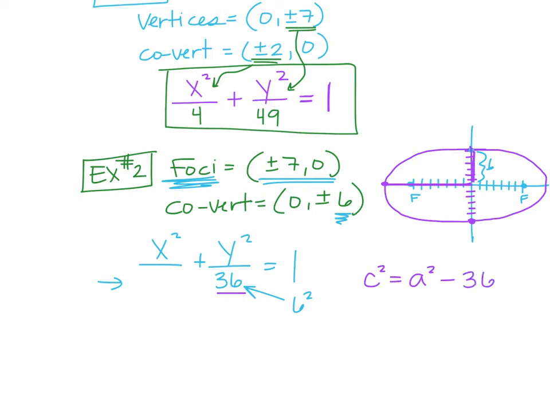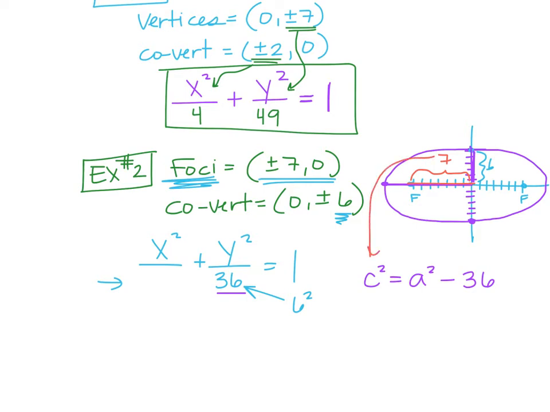So minus 36, excuse me. And we know C right now. Do you remember what C is? We said C is the distance from the focus to 0, 0. So this length was 7, right? 7 units. So we're going to plug that 7 in for C.